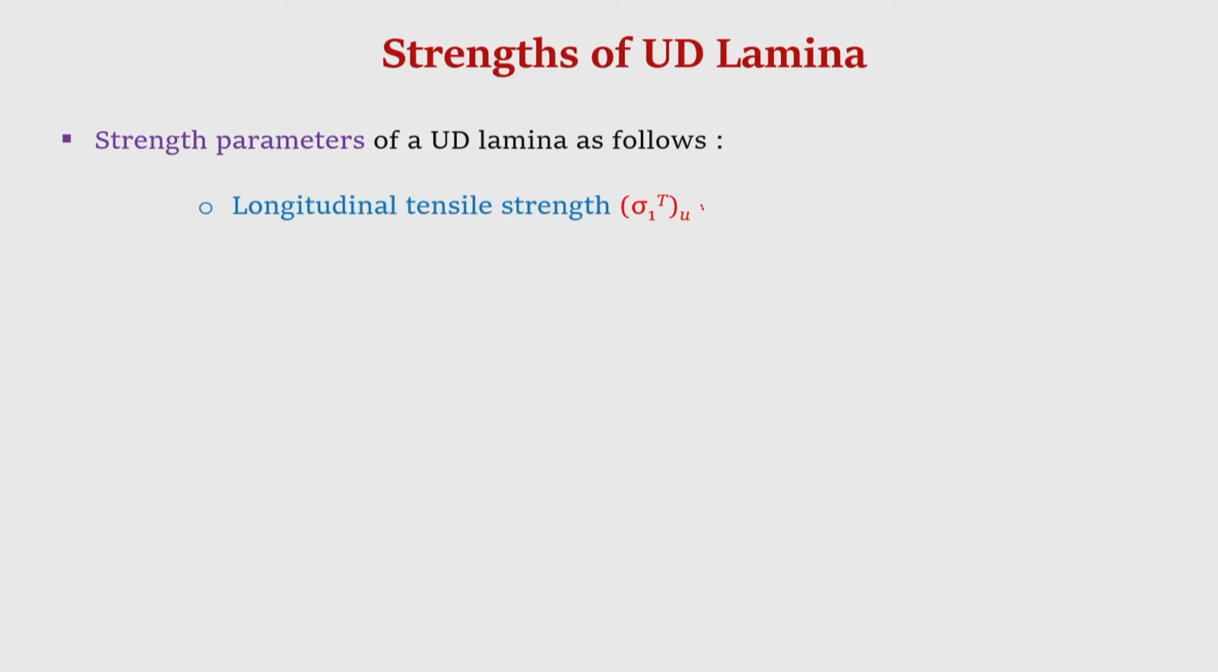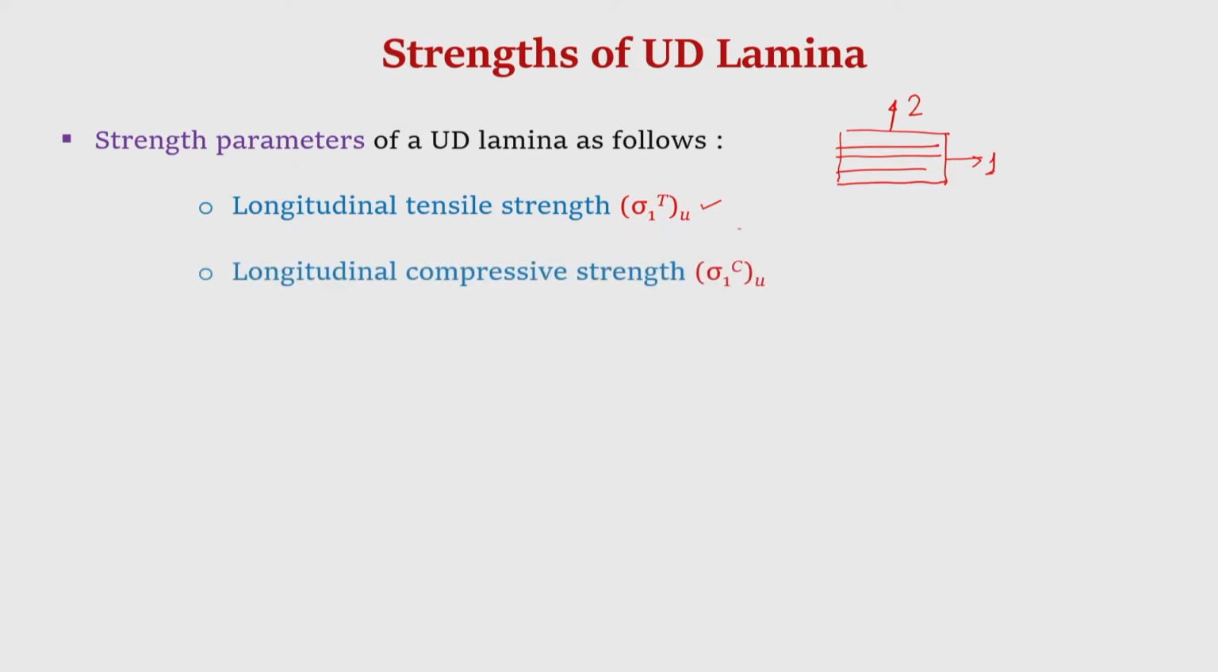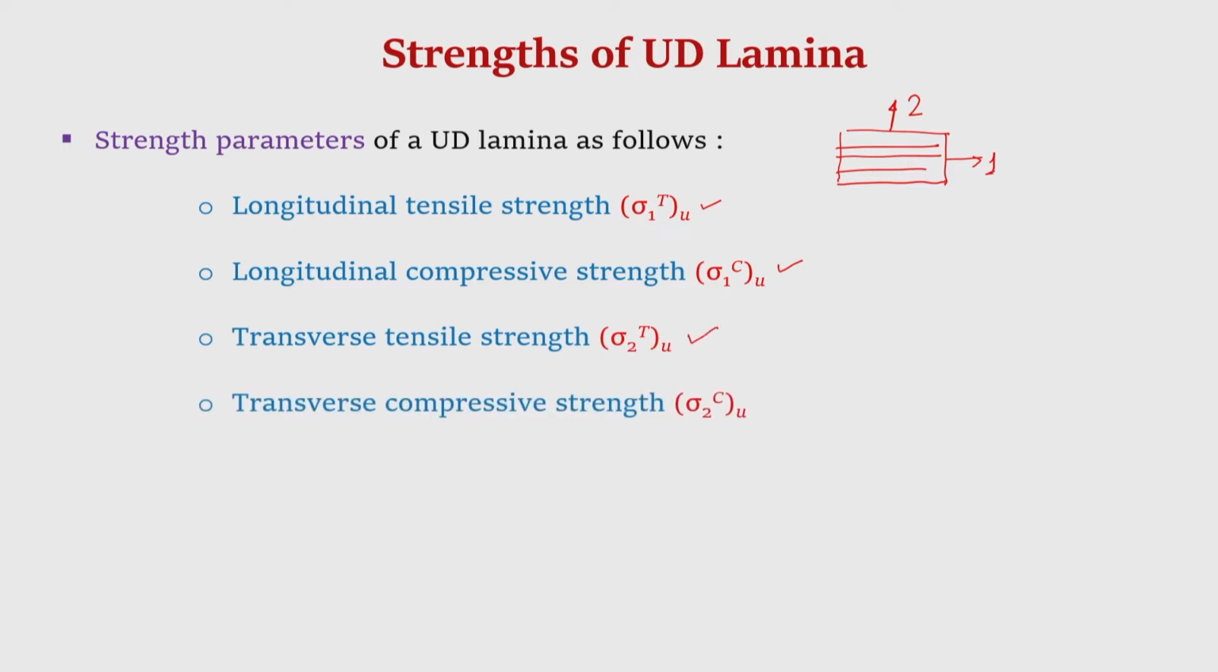namely longitudinal tensile strength. These are all with respect to a unidirectional lamina having material axes: 1 is the longitudinal direction, 2 is the transverse direction, 1 2 is the principal material direction axes. So, longitudinal tensile strength, then longitudinal compression strength, because strengths are also direction dependent. These are orthotropic lamina, therefore longitudinal tension and longitudinal compression strengths are different. Then transverse tensile strength in direction 2, transverse compression strength in direction 2, and in-plane shear strength tau 12.